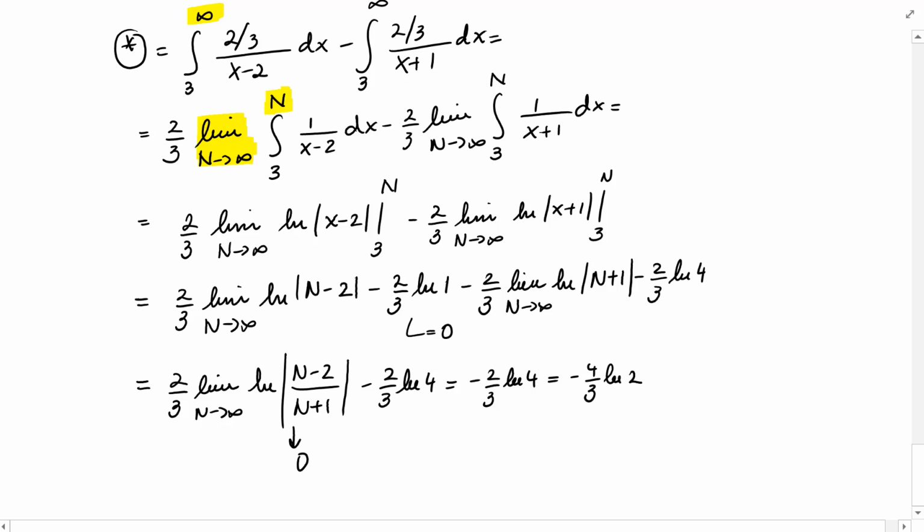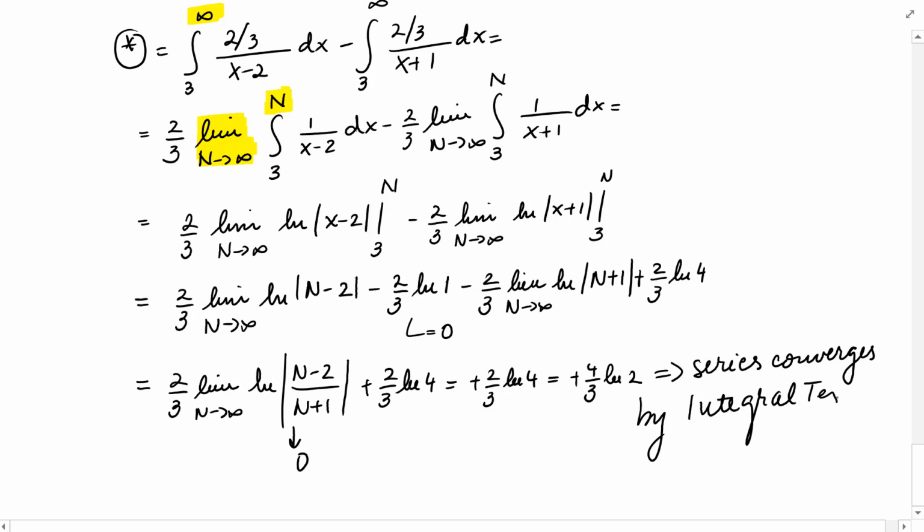Because the answer is a real number, the integral converges, so the series converges by the integral test. So please look over the work, and I hope this helps. Let's see another problem.